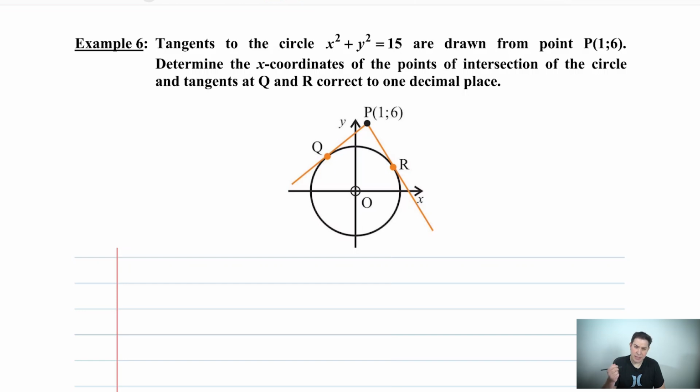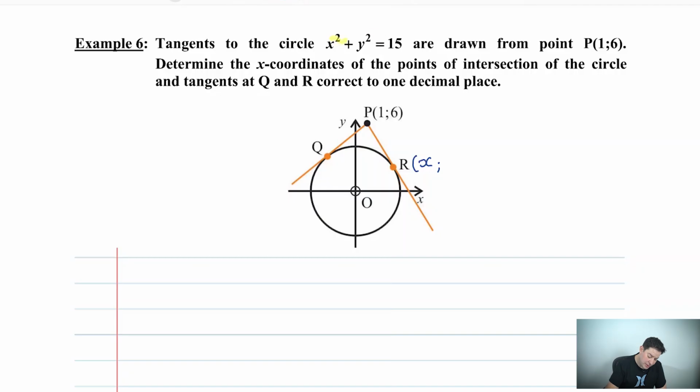Now, the maths in this question gets a little bit tricky, but it uses the same concept as example 4, if you've watched the previous videos, where we write a point in terms of x only. So they're asking us to find the x-coordinate of point R and the x-coordinate of point Q. The first thing I need to do is write point R in terms of x only.